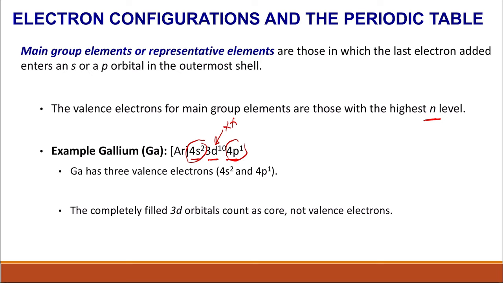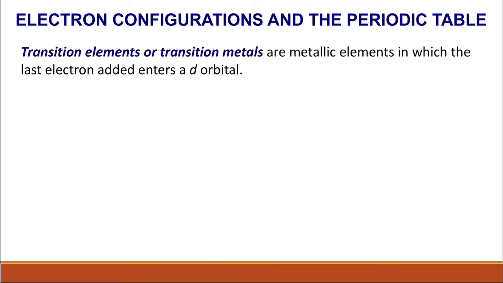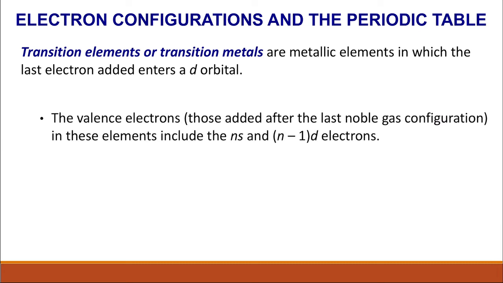Transition metals, or transition elements, are the metallic elements in which the last electron added enters a d orbital.